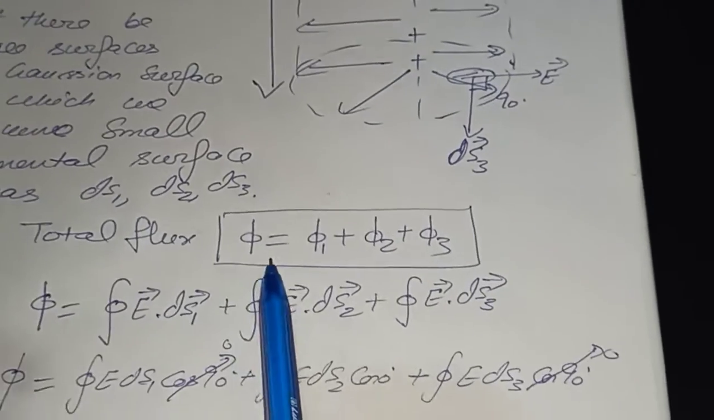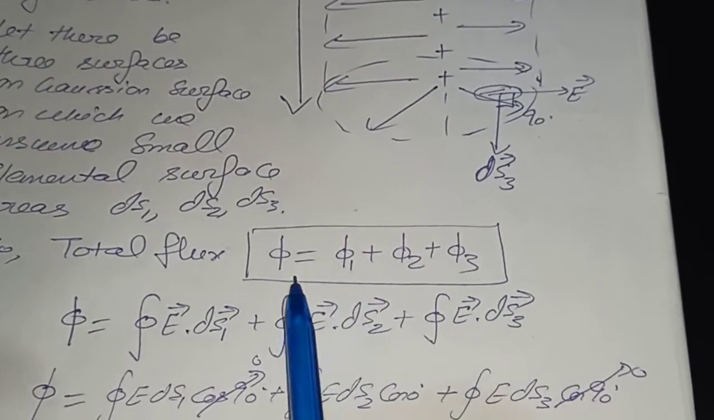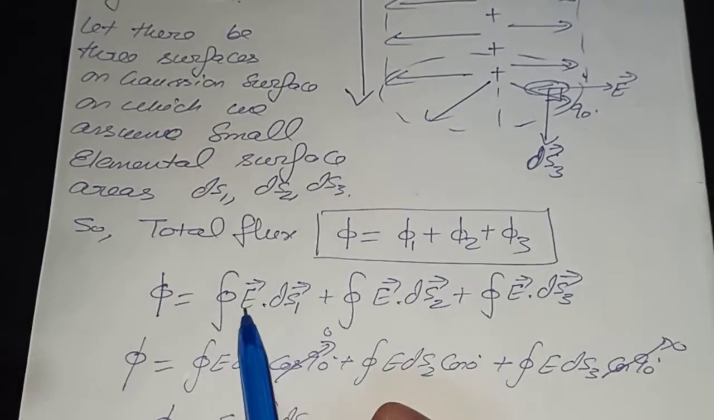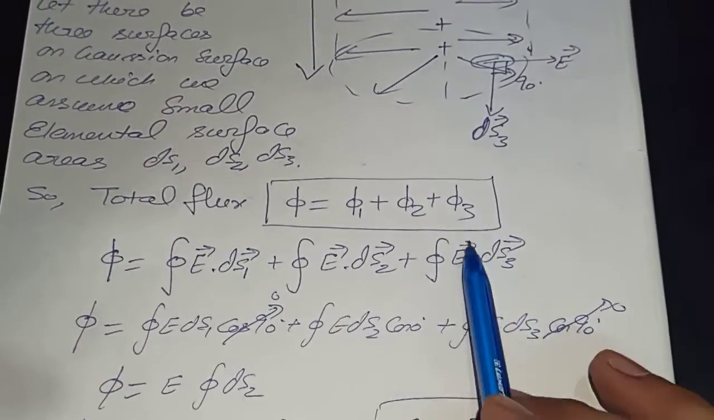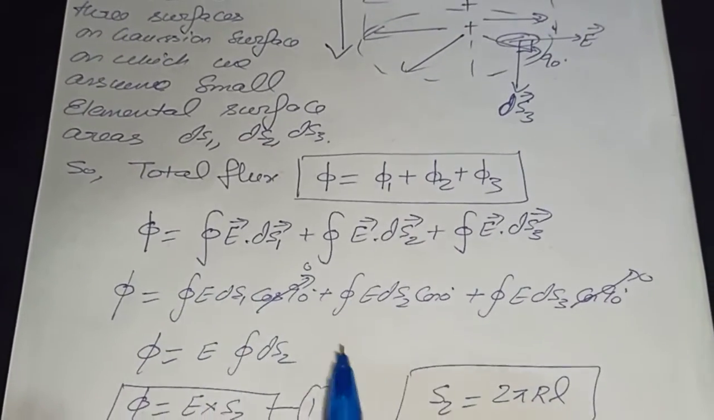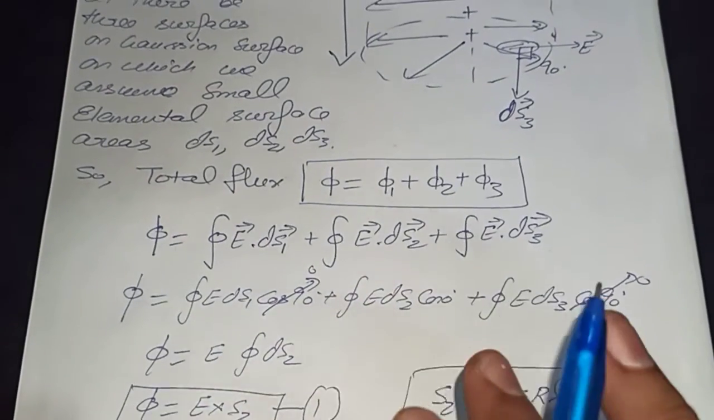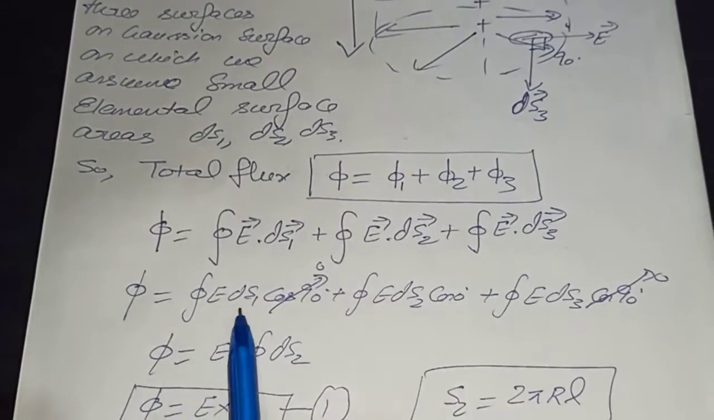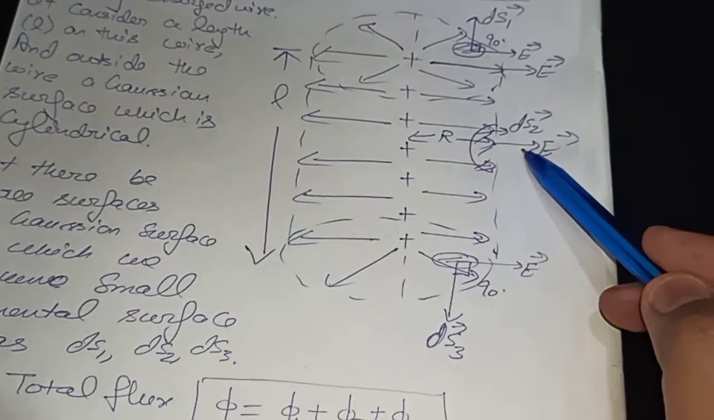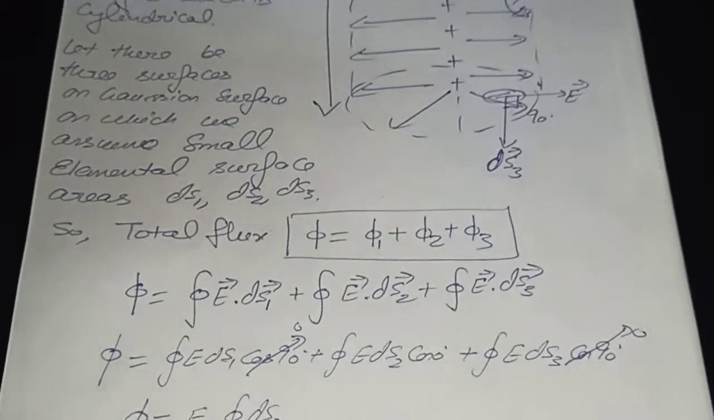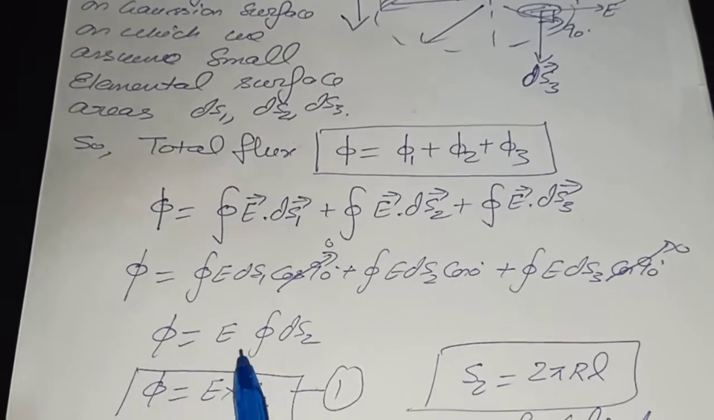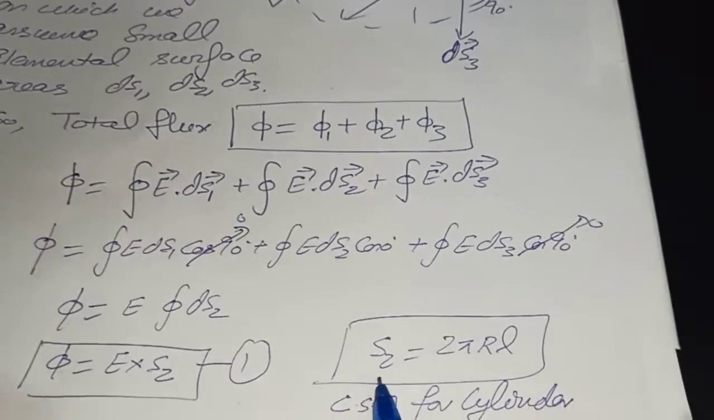Now for the three surface areas we have three fluxes. Total flux is equal to phi1 plus phi2 plus phi3, where phi1 is E ds1, phi2 is E ds2, and phi3 is E ds3, from the flux formula. The closed integral means that the surface is closed. For the first portion the angle is 90 degrees, for the second portion the same direction, angle 0, and for the third portion 90 degrees. So we have cos 90, cos 0, and cos 90. Now we have E ds2, where the integral of ds2 becomes S2.